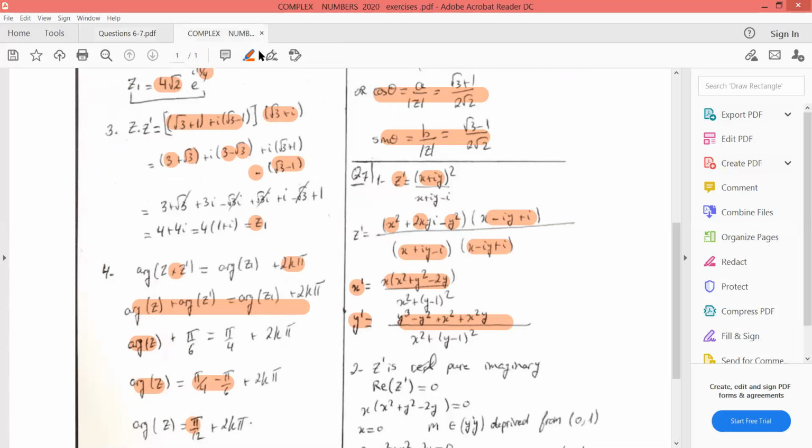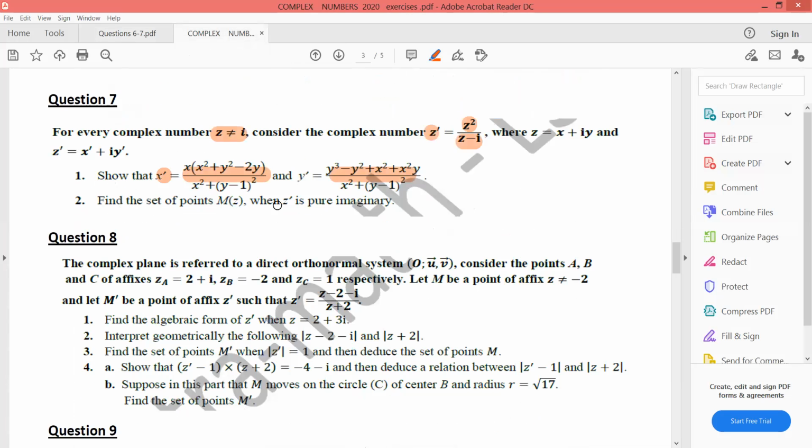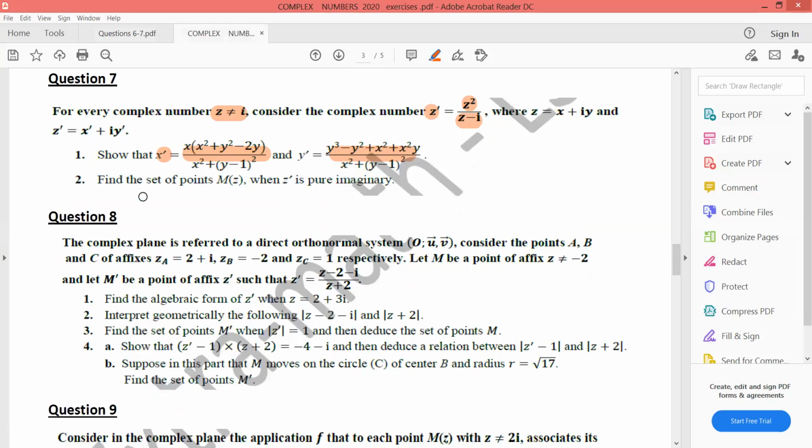Now the last part. Find the set of M when Z prime is pure imaginary. For a complex number to be pure imaginary, the real part should be 0, so x prime equals 0. Or the argument is pi over 2 or minus pi over 2, in case we have an argument. So here we get x times (x square plus y square minus 2y) equals 0. The second factor is the equation of a circle.